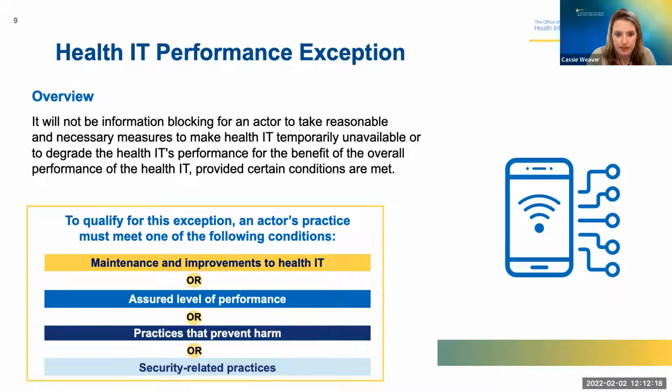The third sub-exception covers practices that prevent harm. In other words, if the health IT is made unavailable for maintenance or improvements by an actor who undertook that practice in response to a risk of harm to a patient or another person, the actor does not need to satisfy the requirements of this exception, but does need to comply with the conditions in the preventing harm exception at all relevant times in order to qualify for that exception.